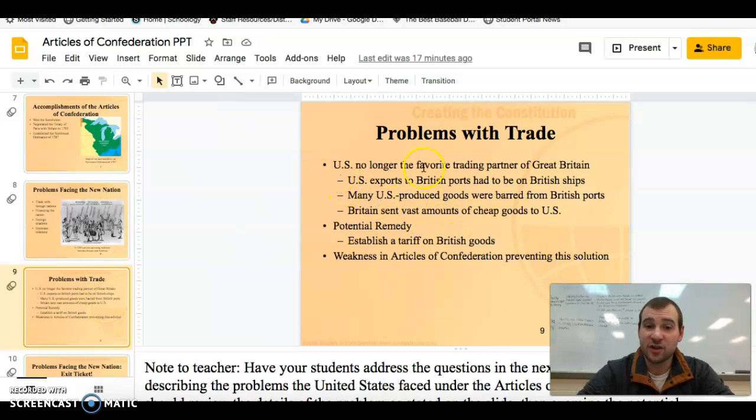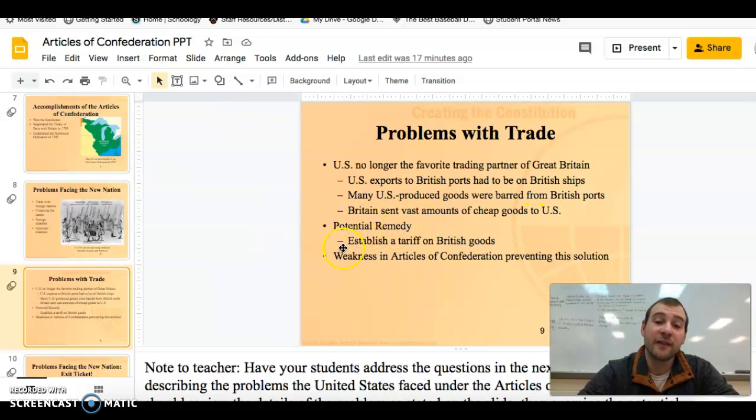Problem with trade: we were no longer the favorite trading partner of Great Britain. If we wanted to export to British ports, our goods had to be on British ships, aka we had to pay the British shipping fee. Many U.S.-produced goods were barred from British ports. Britain sent vast amounts of cheap goods to the United States, again, to try to flood the market. So if you were going to buy American-made products, they would be more expensive. Thus, the consumer would never buy them, right?